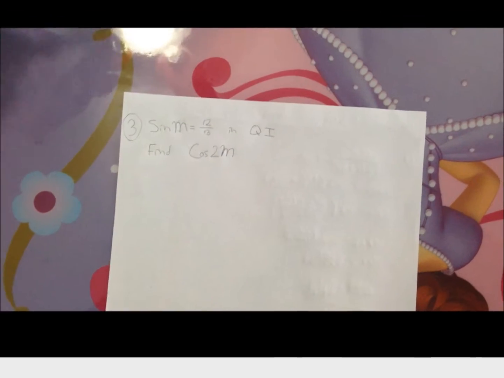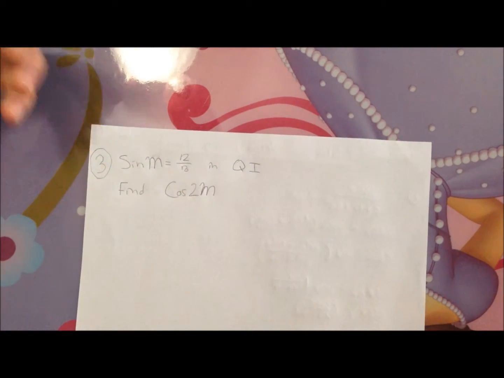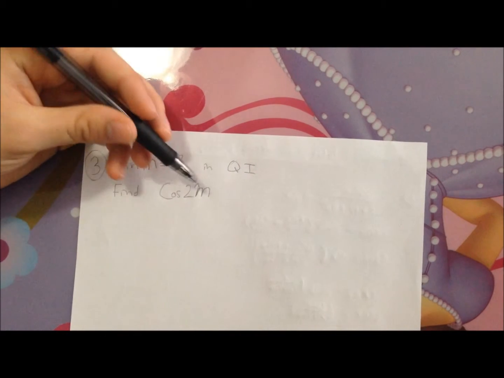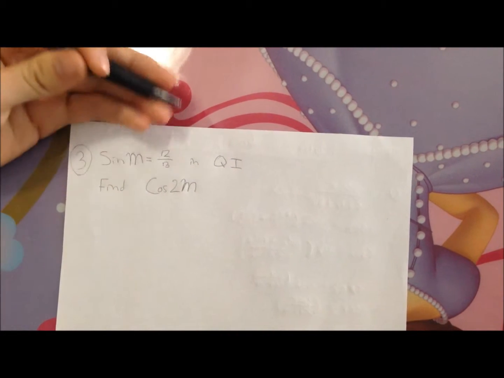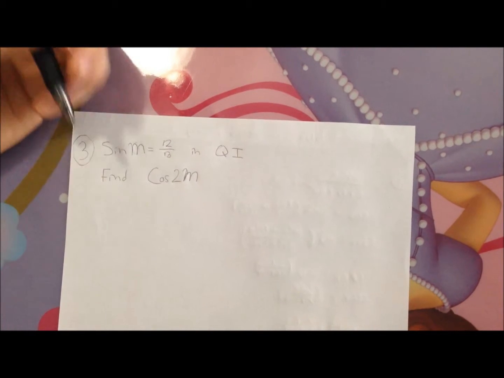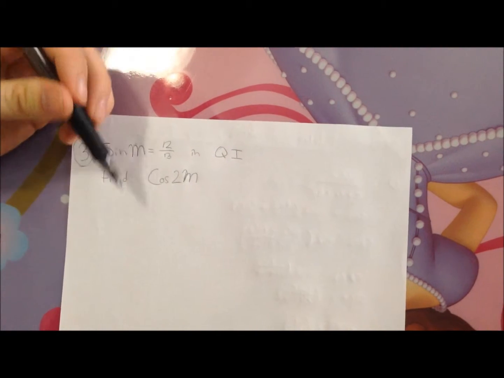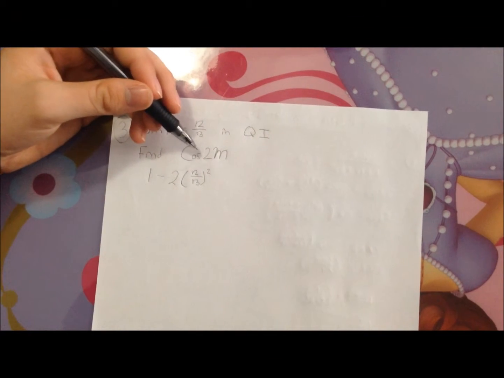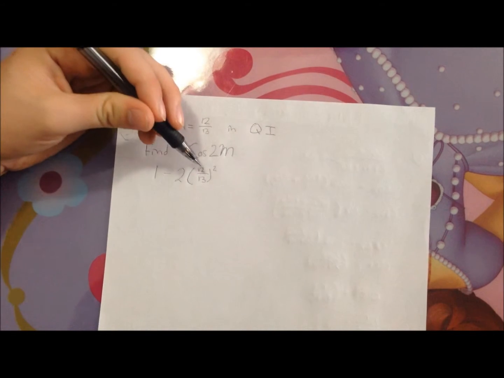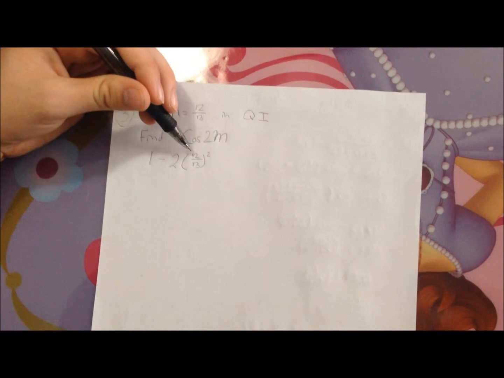And our third example is from double trig identities. So if the sine of m equals 12 over 13 in quadrant 1, find the cosine of 2m. Well, to do a double cosine of m, cosine 2m, the easiest equation for this would be 1 minus 2 sine squared theta. Alright, so a double identity for this would be 1 minus 2 times sine m, 12 over 13, squared. So 1 minus 2 times 12 over 13 squared.